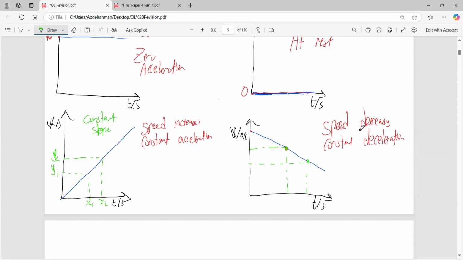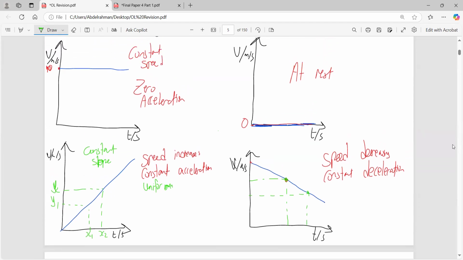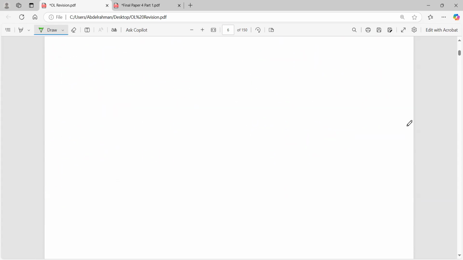Sometimes when I'm reading some questions, or the notes, there was another word saying uniform. Is constant the same as uniform? Yes. Constant is the same as uniform. So if I'm saying constant acceleration, it's the same. You can say constant acceleration or uniform acceleration. You can say constant speed or uniform speed. You can say constant deceleration or uniform deceleration. Constant is uniform. It's the same word for us. Okay? Moving on to non-constant deceleration or non-constant acceleration.